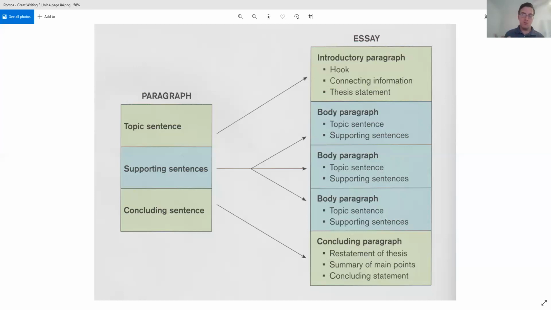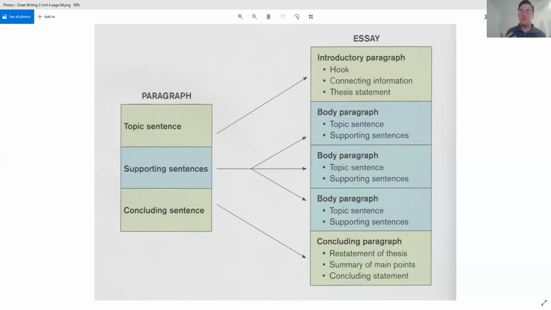This can be description, explanation. This can be reasons or causes for something. It could be examples. There are many types of detail that you can use to support that main idea. And then the final last sentence of your paragraph is the concluding sentence where you restate the topic and restate the main idea of your paragraph.